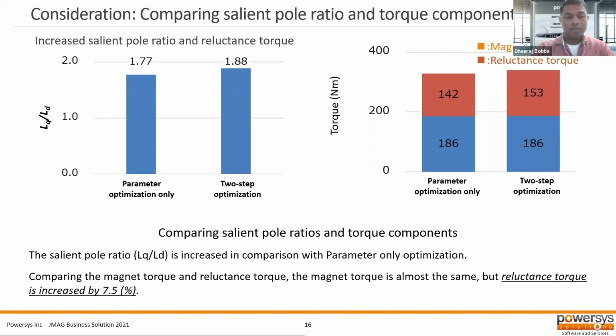And looking at specific results for those two machines, we can see that the saliency of the machine is increased by the two-step optimization from 1.77 to 1.88. And looking at the torque parameters of both machines, the magnet torque is identical. Oh, that's the wrong color here. The blue one is the magnet torque, and the one on the top is the reluctance torque. And we can see that compared to parametric only optimization, the two-step optimization produced 7.5% more reluctance torque.